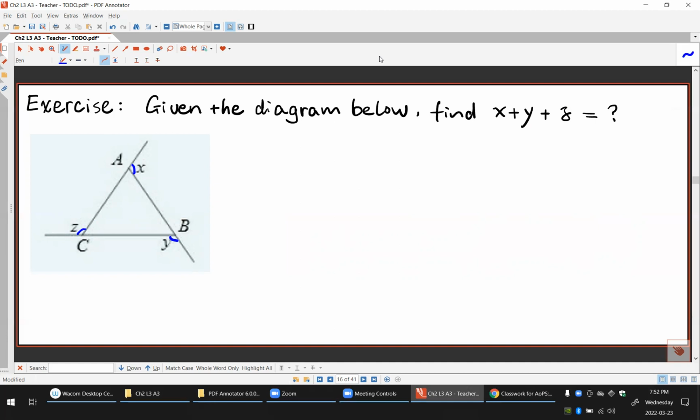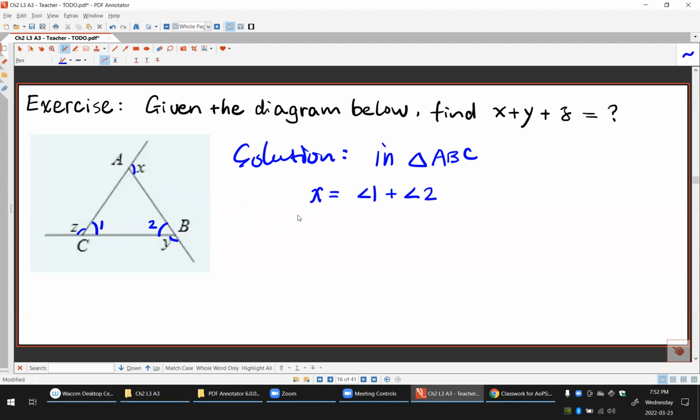Mm, 360. Yes, 360 is correct. Okay, all right, let's write the solution here. X is actually an exterior angle of this triangle ABC, right? According to theorem 2, x should equal the sum of these two angles, right? So let's label them as 1, 2, or alpha, beta, it doesn't matter. So we can say in triangle ABC, because x is an exterior angle, the exterior angle equals the sum of the two remote interior angles, right? So x must equal angle 1 plus angle 2, right?